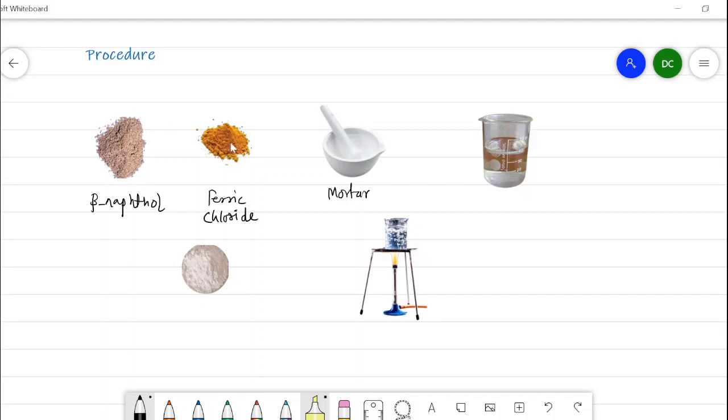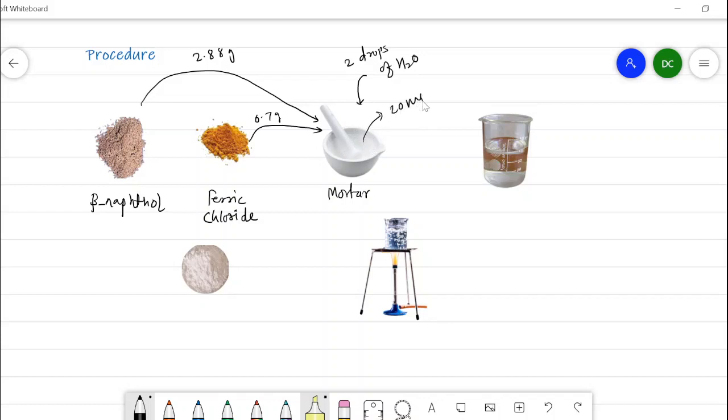It is beta-naphthol and ferric chloride. In the preparation, we have to take 2.88 gram of beta-naphthol into the mortar and pestle and 0.7 gram of ferric chloride. To this, we have to add 2 drops of water, and after addition of these 3 components, that is beta-naphthol, ferric chloride and water, the content in the mortar and pestle should be ground for 20 minutes.